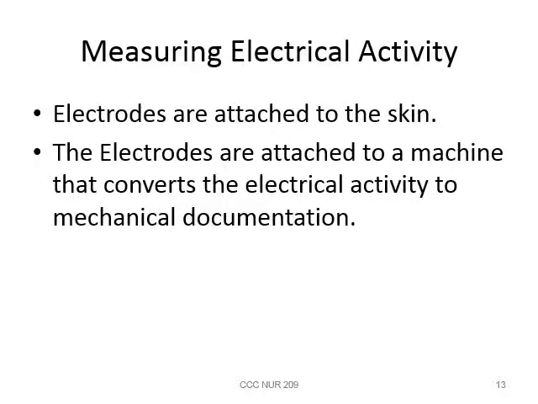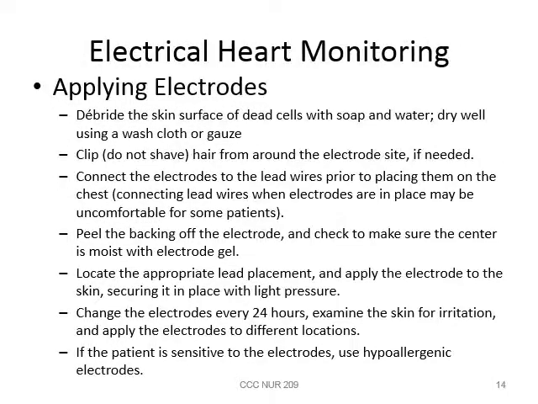So, how do we measure this electrical activity within the heart? We basically do it by placing electrodes on the skin. These electrodes are then attached to a machine that converts the electrical activity to mechanical documentation. You've all seen this. The electrodes basically contain a conductive gel that attaches to the skin and then are attached to a lead that goes back to the machine to give you the documentation.